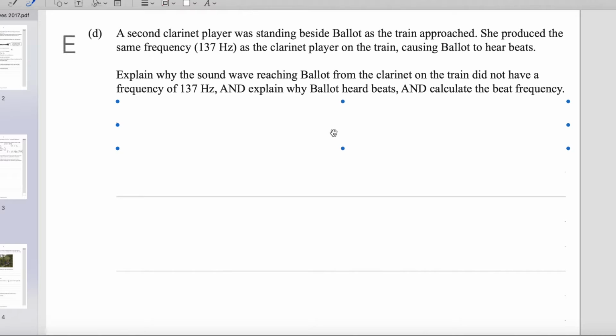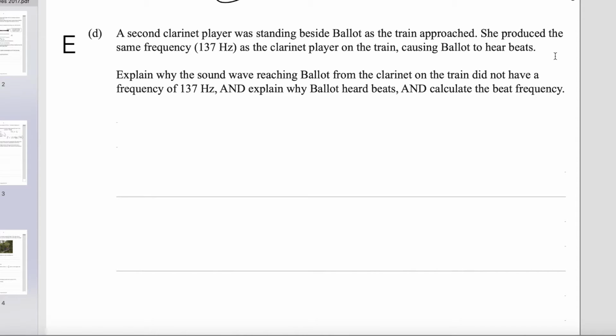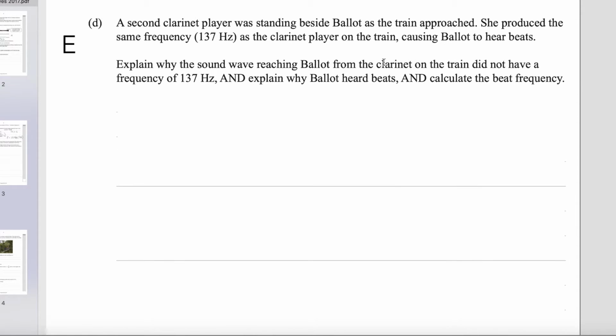Alright guys, now we're on question 1D, and this one is a doozy. So we're going to try to do it step by step. It says a second clarinet player was standing beside Ballot as the train approached. She produced the same frequency as the clarinet player on the train, causing Ballot to hear beats. Explain why the sound wave reaching Ballot from the clarinet on the train did not have a frequency of 137 Hz, and explain why Ballot heard beats and calculate the beat frequency.